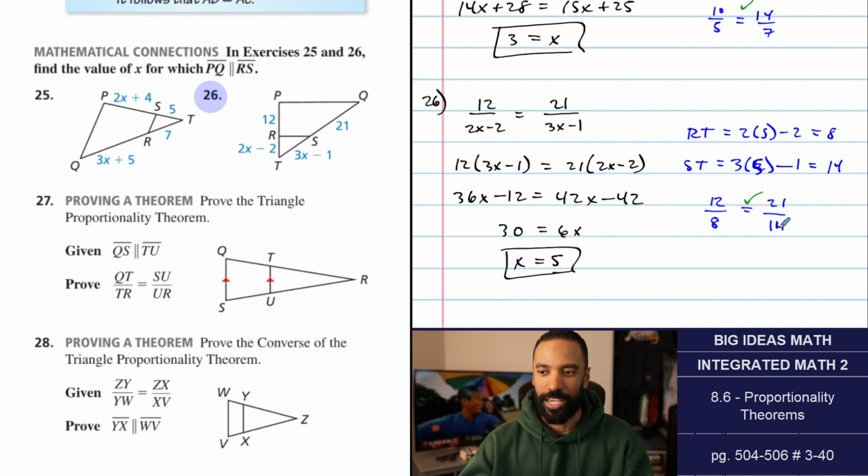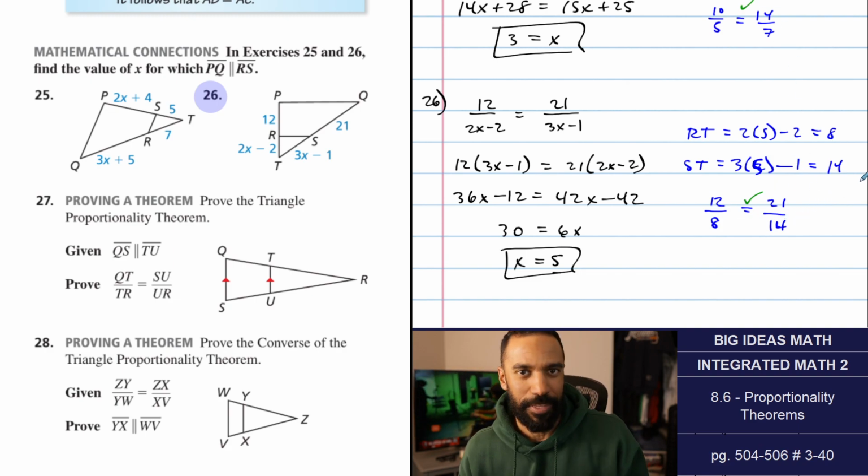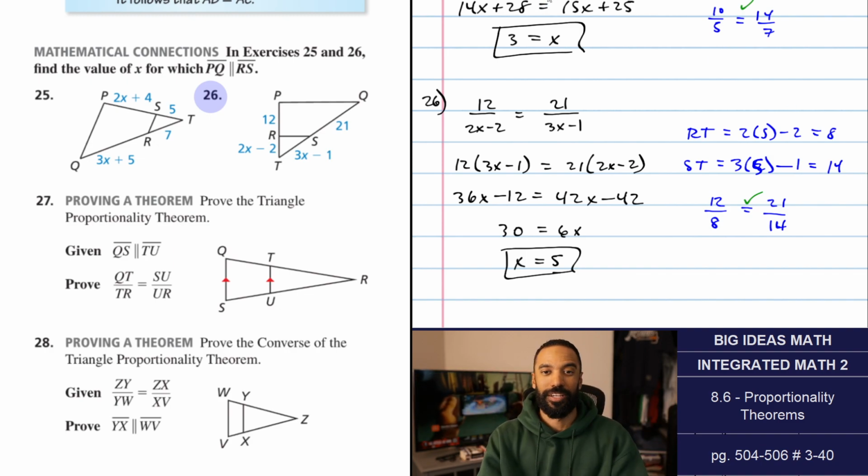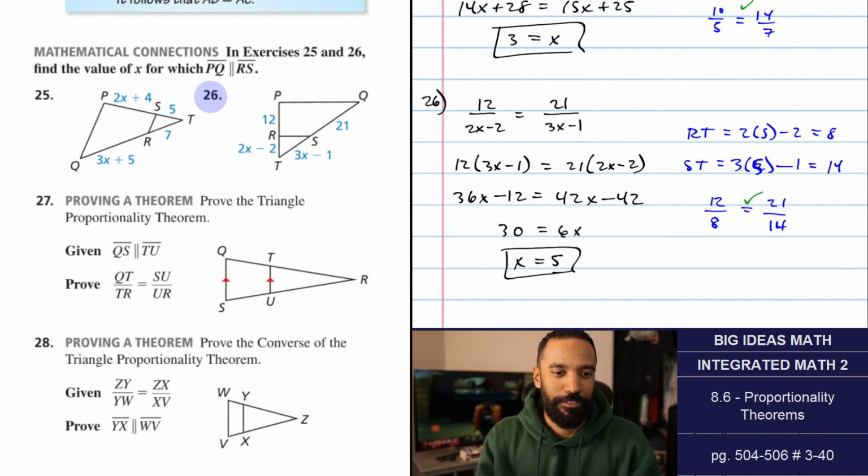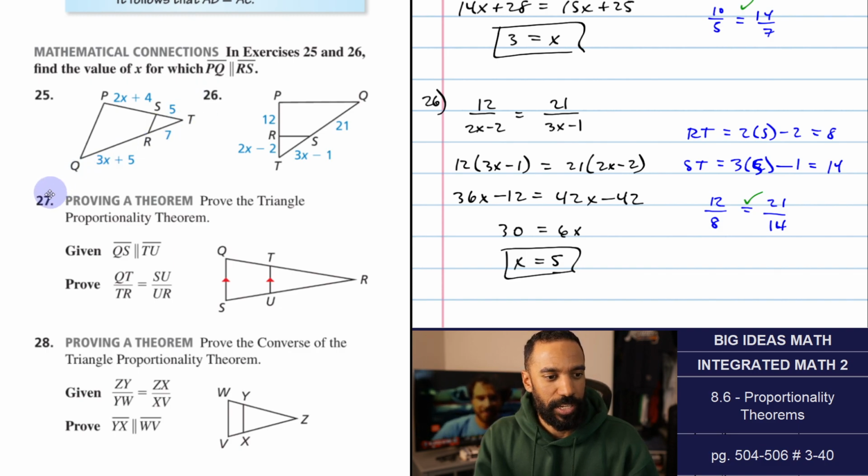See, I was double checking. I was like, uh-oh, 21 over 5. That's not the same thing as 12 over 8. Where did I go wrong? Wasn't quite sure there for a moment. Okay, we fixed it. Here we go.